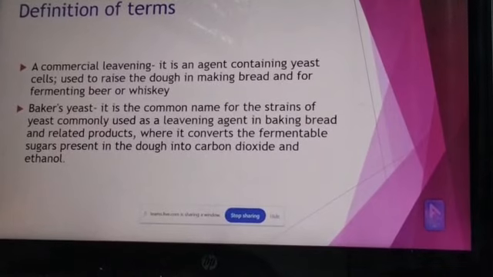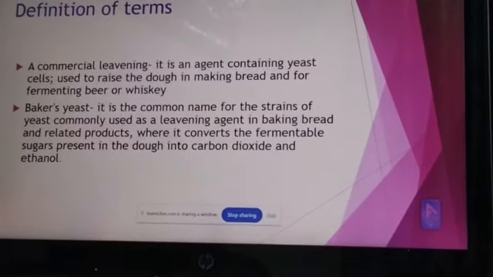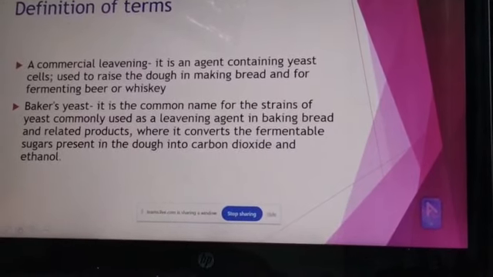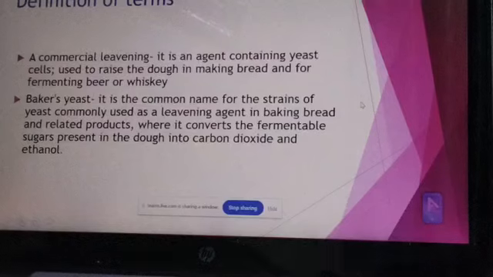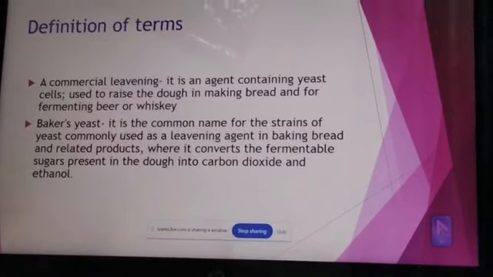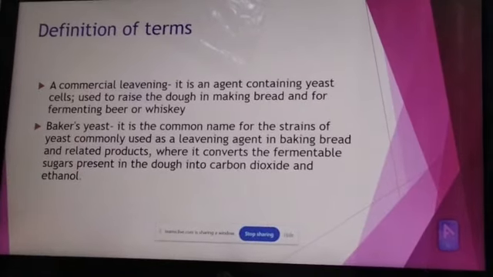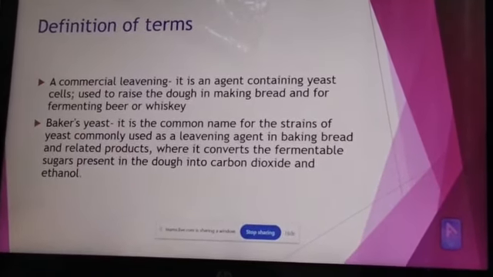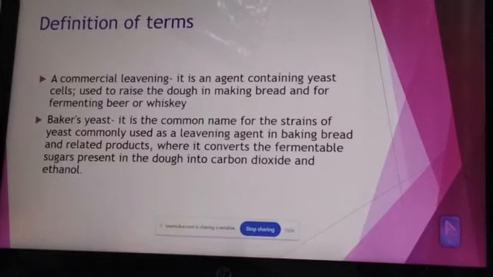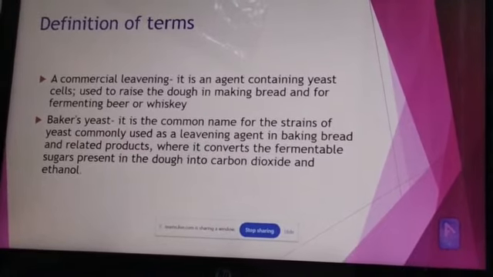What of baker's yeast? We have baker's yeast, which is different from the baking powder that we know of. Baker's yeast is the common name for the strains of yeast commonly used as leavening agents in baking bread and related products, where it converts the fermentable sugars present in the dough into carbon dioxide and ethanol. So there's a difference between baker's yeast and the commercial leavening agent. The commercial leavening agent is used in the raising of the dough in the making of bread and also in the fermentation of beer and whiskey.